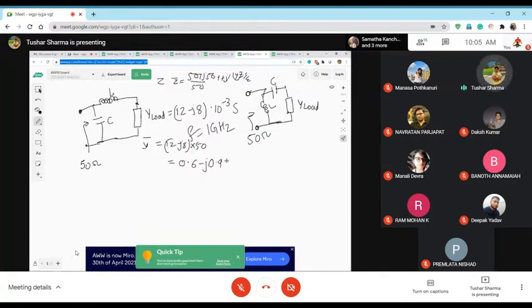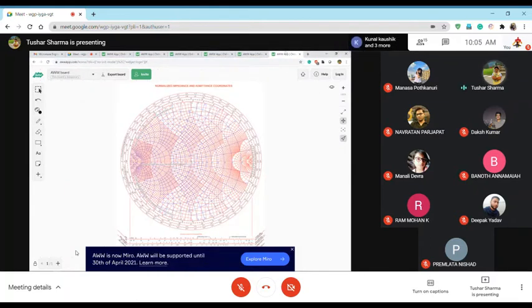So again, 0.6 minus j 0.9. You have two options. Either you can convert this into z and plot z, or plot y. Up to you guys. You can take 1 over this, get z and plot z, or do y. You can do both things. So if you have to plot this, what should be the next step? 0.6 minus 0.9.